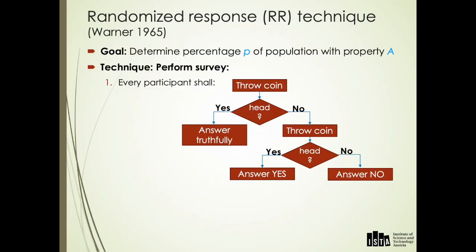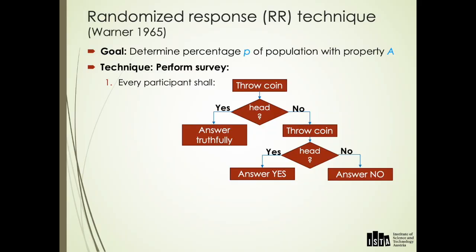Now, property A might be something embarrassing. You don't want to admit that you have property A, like snoring at night, for example, or worse things. I leave it up to your imagination. So nobody wants to admit that they have property A. Still, you want to find out what percentage P of people has this property. And now here is a solution that Warner came up with.